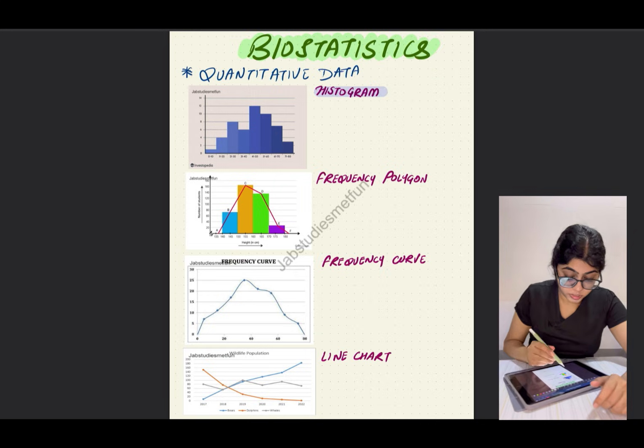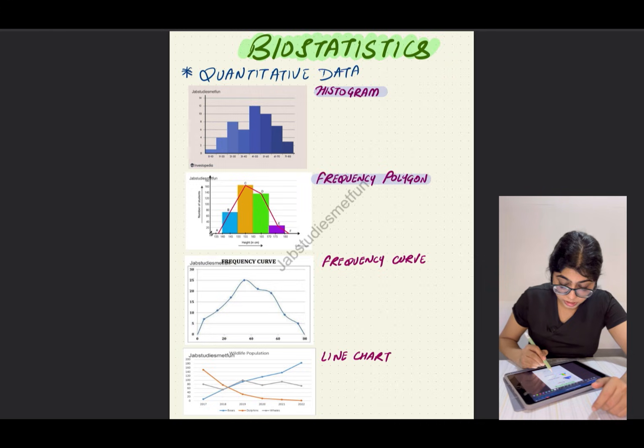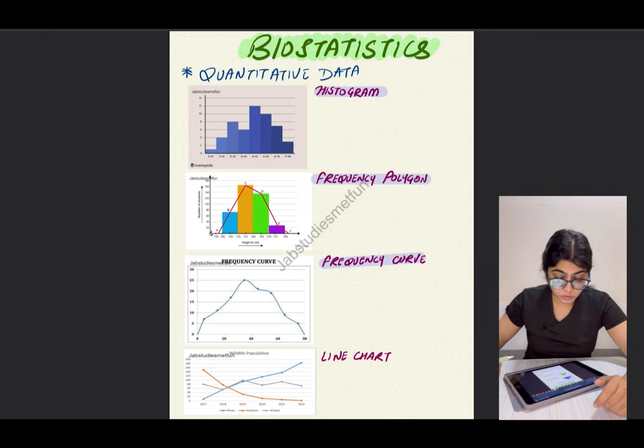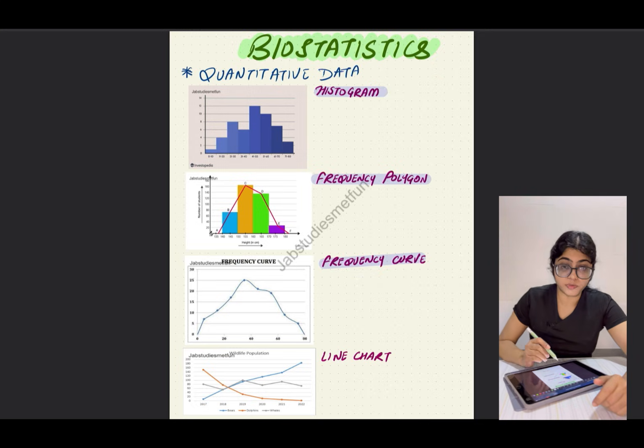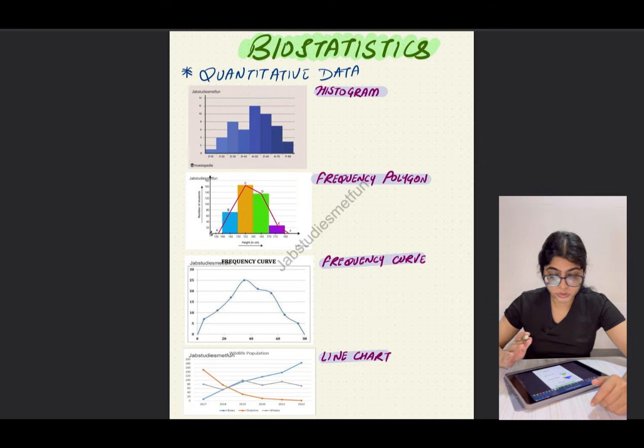The first one we have over here is histogram. The second one is frequency polygon, and the third one is frequency curve. So what's similar between these three is frequency polygon and frequency curve are derived from the histogram. So they will take the midpoint of each value of the histogram and then either they will draw lines from the midpoint, that is the frequency polygon, or if they draw curves, then it is a frequency curve. The fourth one we have over here is the line chart, where different kinds of lines are used to represent different parameters or values in the chart.